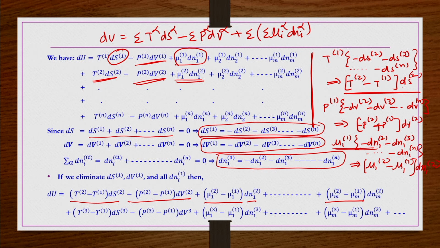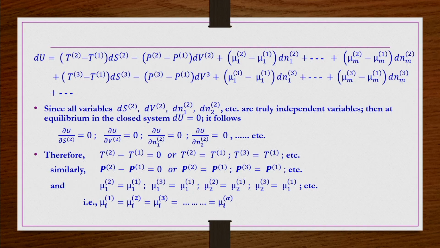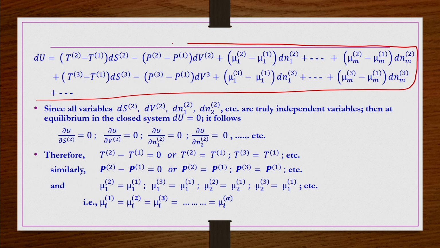So, like this, if you keep on writing for other terms also, this series will continue until you write for all the terms which correspond to all the variables that are present in the system, including the number of phases and number of components. Now, the same equation that we have simplified in the previous slide, I have rewritten here.